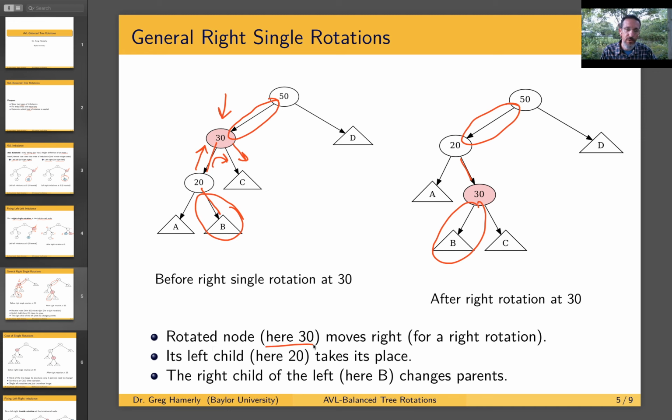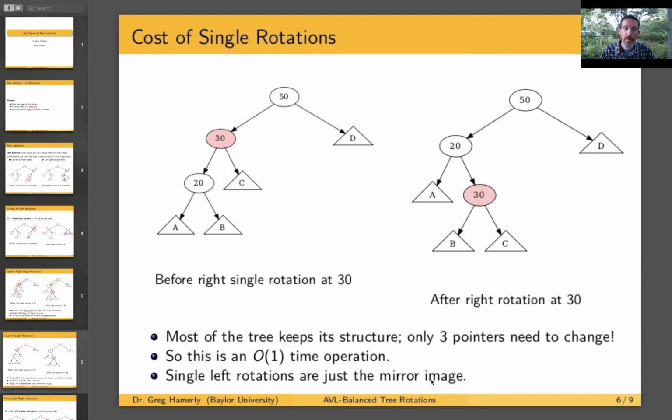The rotated node, which is here 30, moves to the right. Its left child, which is 20, takes its place, and the right child of the left, that's B, changes parents. Okay, so most of the tree keeps its structure when this happens. The only links that change are this link and this link. Now, because only 3 links are changing, this is an order 1 or constant time operation. So doing a single right rotation requires only constant time. Only 3 pointers are involved.